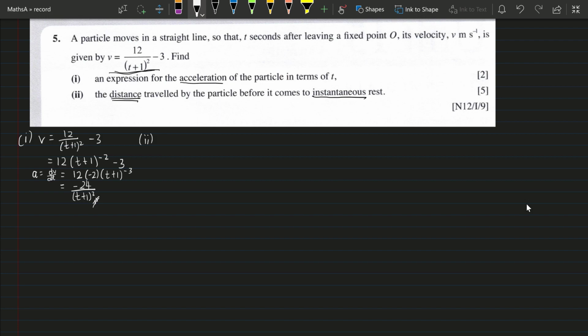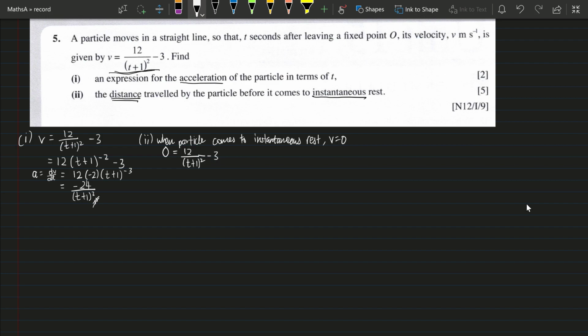The very first thing you should do is to check when the particle comes to an instantaneous rest. When the particle comes to instantaneous rest, the velocity equals 0. Always tell yourself that. So we equate the velocity to 0, and then we try to solve it.